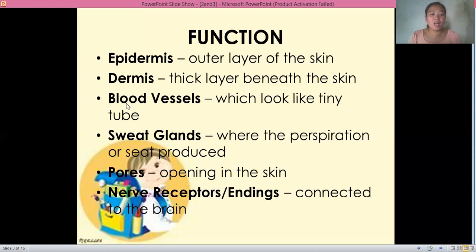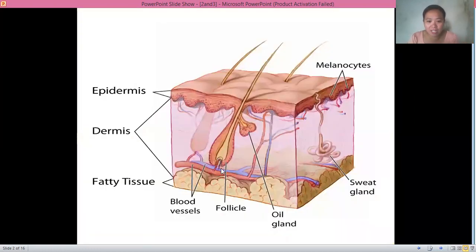Next, blood vessels. Can you please read? Very good. What is a blood vessel? A blood vessel looks like a tiny tube. Do you know a tube? Okay, so this one is our blood vessel. Where is it? So this one, it's like a tube where our blood flows. This one, blood vessel. Okay?